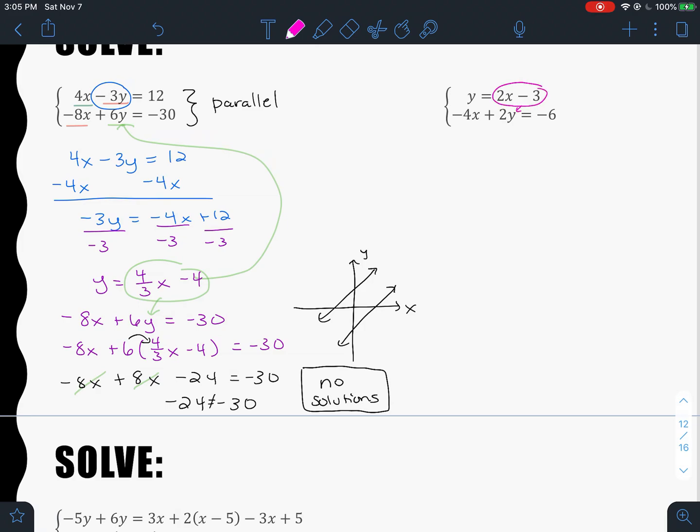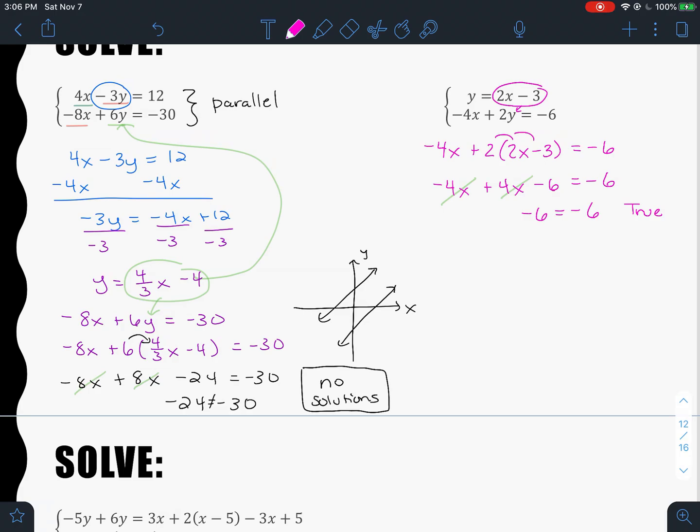Let's look at the next one. We have y is equal to 2x minus 3. Well, since y is by itself, I can take the 2x minus 3 and just substitute it in for the y in the second equation. So negative 4x plus 2, and then the y is going to become 2x minus 3 equals negative 6. I'll distribute the 2, so I have negative 4x plus 4x minus 6 equals negative 6. And now notice we have a negative 4x and a positive 4x on the same side, so those will cancel. So now I'm left with the equation negative 6 is negative 6.